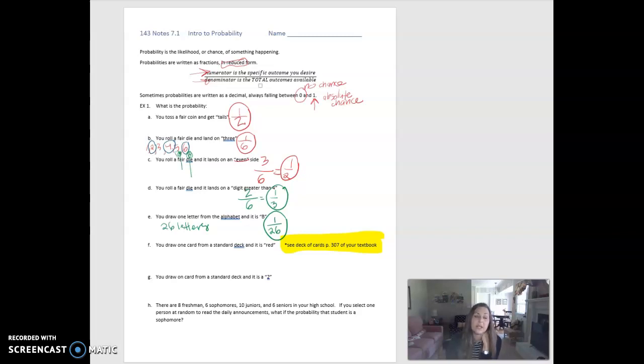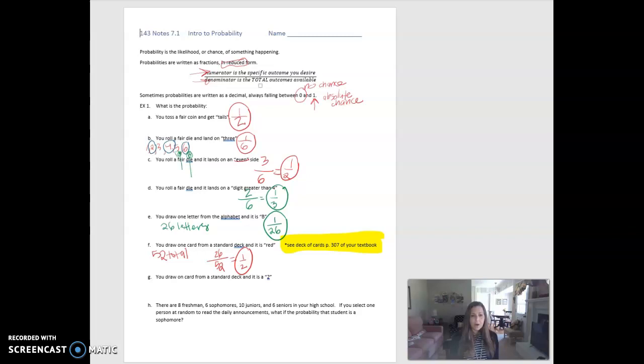Okay? Well, if you know anything about cards, you've either got reds or blacks. Okay? There are 52 total cards in a deck. And half of those are red and the other half are black. So how many reds? Well, there are 26 reds out of 52 total cards, and that reduces to 1/2. So if you draw a card out of a standard deck, half of them are going to be red. And guess what? The other half are going to be black.